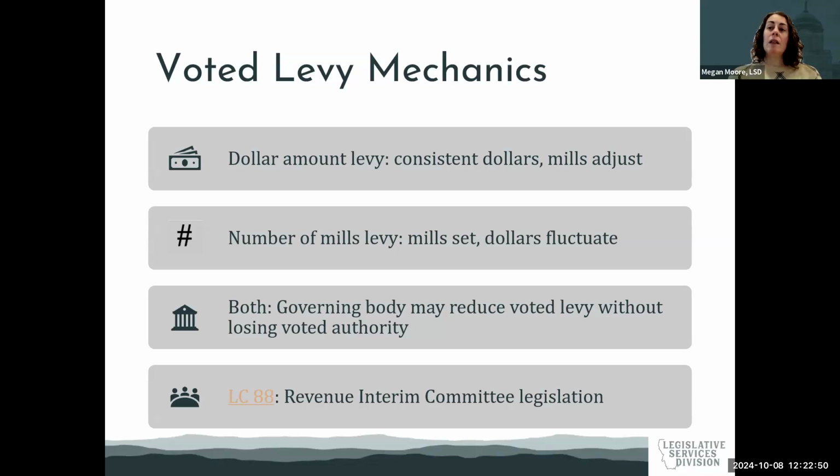Finally, I want to mention that the Revenue Interim Committee did request legislation. They're proposing a committee bill that would revise this process. It's LC 88 and it's linked here. This bill would revise the voted levy law to only allow a levy to be stated as a dollar amount. So it would basically strike the second item here. A mill levy could not be listed as a number of mills. It also would allow for that dollar amount levy to reference 1510-420 and allow for adjustment by inflation and newly taxable property. That's all I've got for you today.